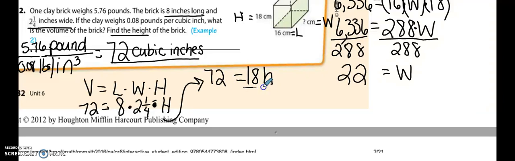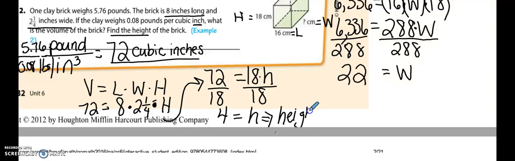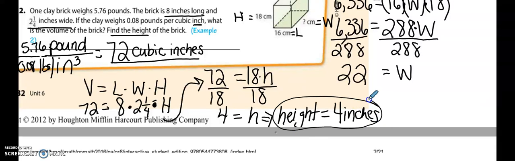Now to isolate the variable, I have to divide both sides by 18, do the inverse operation of multiplication, which is divide. And 72 divided by 18 gives me an answer of 4. So I know that the height is 4. Going back up to my problem, I know that it was in inches. So my height is going to be 4 inches. And that was the height of my brick.